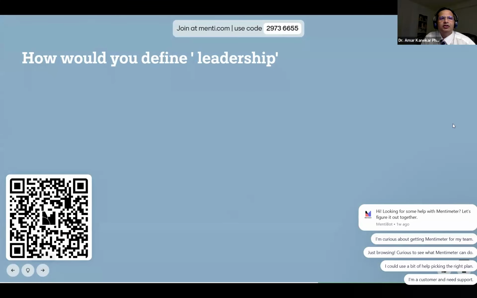This is an interesting question. How would you define leadership? There's a QR code for this as well. I'll give a few minutes because we are getting the responses.